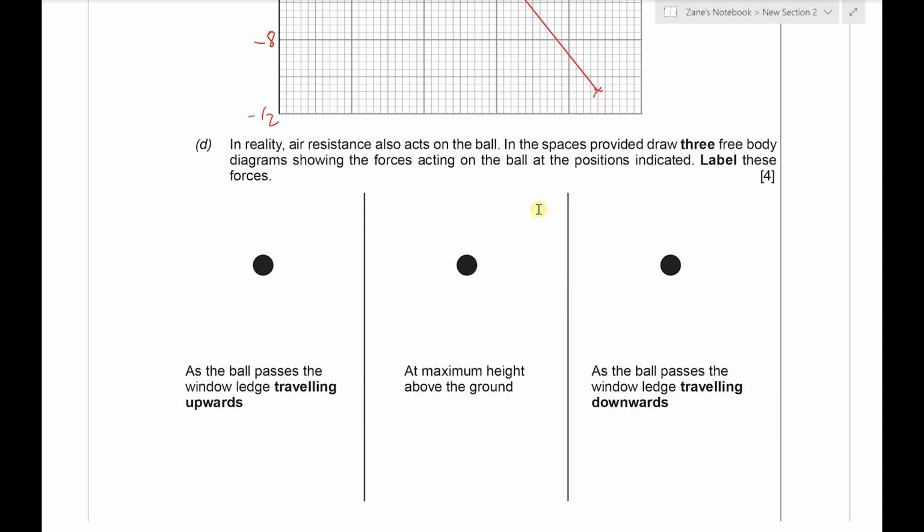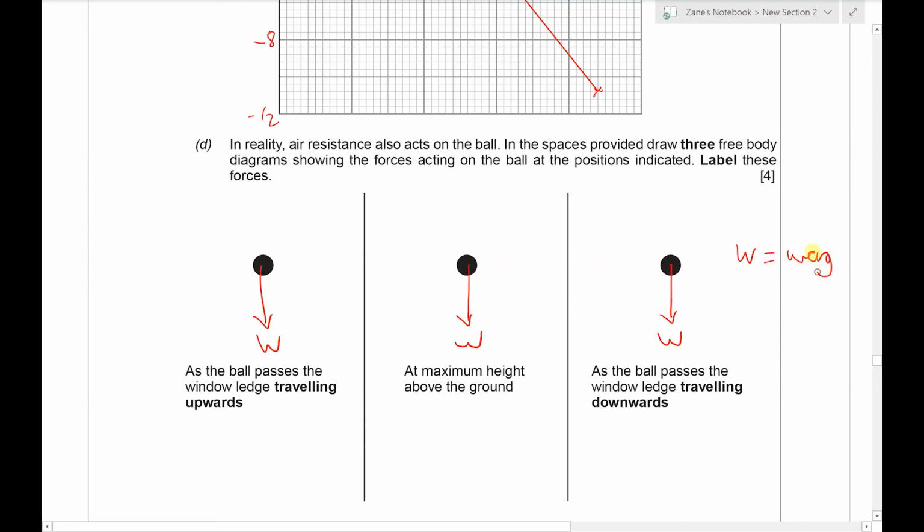Well, one force that doesn't change no matter what position we're in is the weight of the ball. So I'm going to draw an arrow, I'm going to label it as W, and I'm going to draw the same size arrow on each diagram. I'm going to put a little key by the side. The W is the weight, so rather than labeling on every single diagram, I'm just going to use that key.